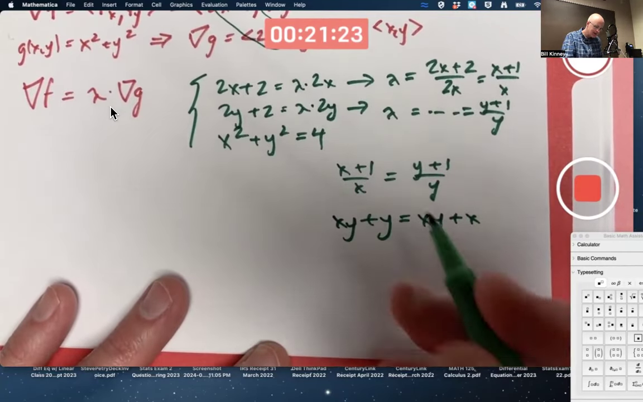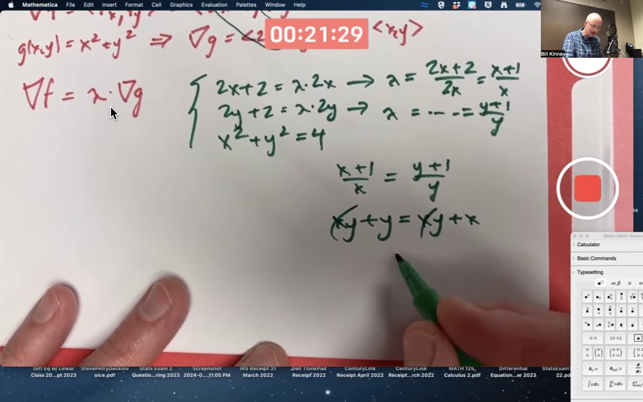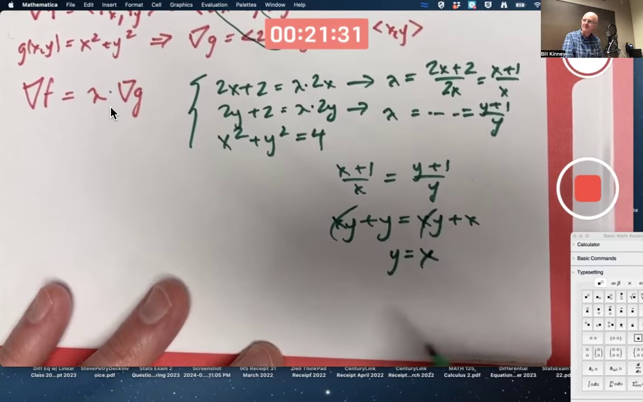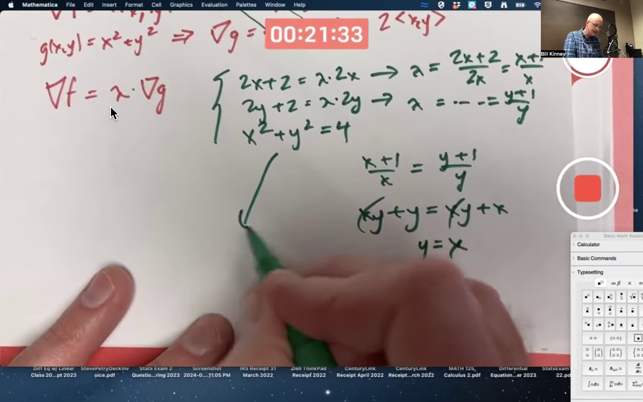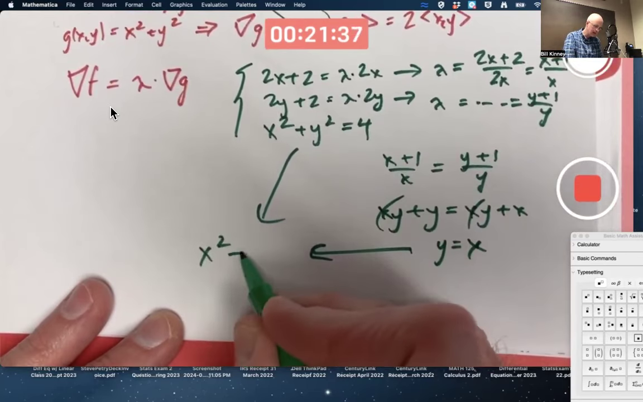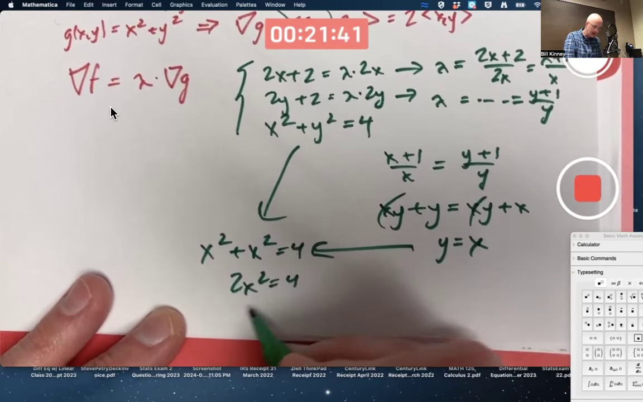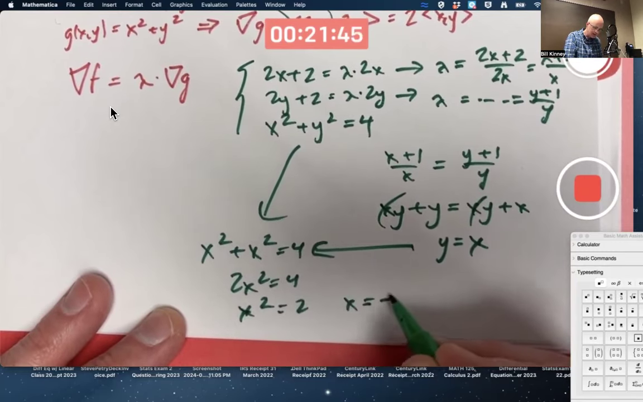Rearrange. Say I want to solve for Y in terms of X. Those cancel. Yeah, actually, it's pretty simple. Y equals X. Then use your constraint. Replace Y with X. Get 2x squared is 4, x squared is 2. X is plus or minus square root of 2.